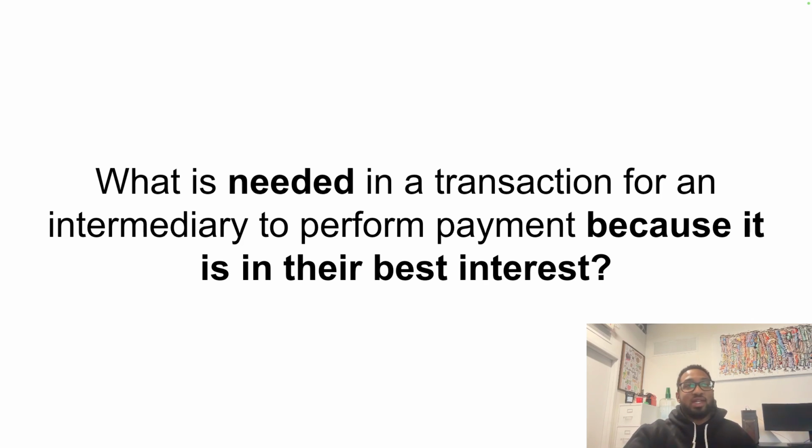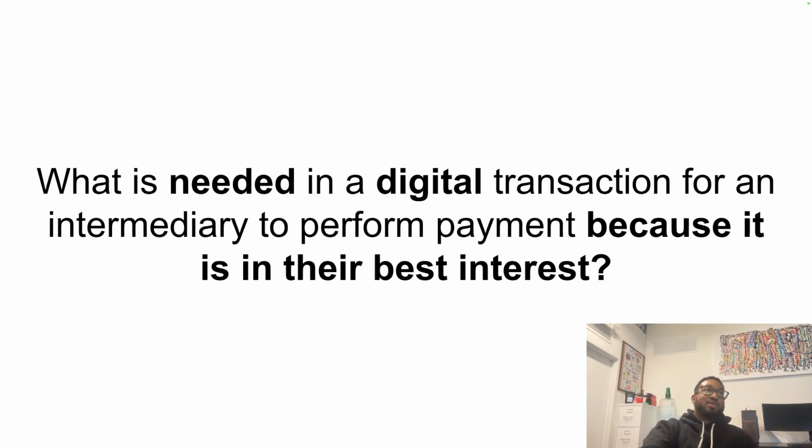So, what is needed in a transaction for an intermediary to perform payment because it is in their best interest? An incentive. Yeah, right? So you always need some kind of incentive, and the best alignment of incentives can be found. Well, what is needed? Oh, yeah, digital transaction. I was going to go over these different questions, but yes, incentive, and the same thing for digital transaction. It doesn't matter if it's digital or not. You need to have some type of incentive to make sure that they're doing things in their best interest.